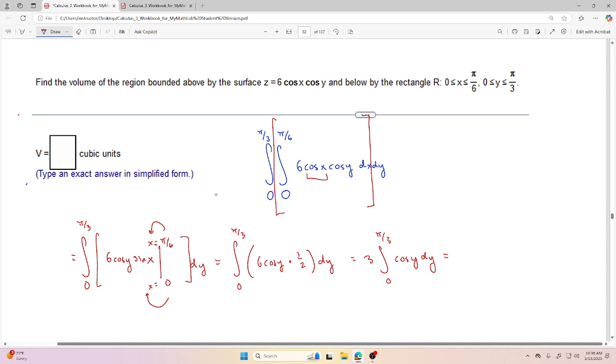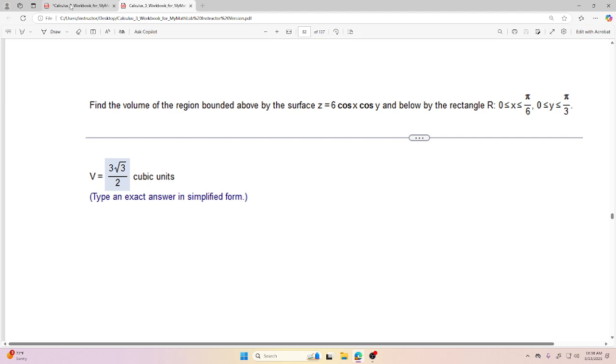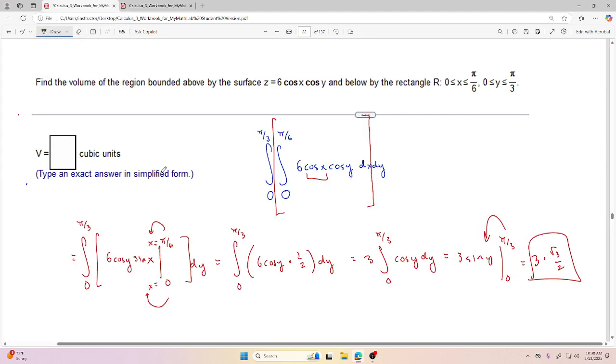What's the integral of cosine? It's as if you never left. Yep. Plugging in 0 makes it 0. Plugging in 60 degrees. Perfect. And we already saw the answer, so that's it. We did it. Cool. Very simple.